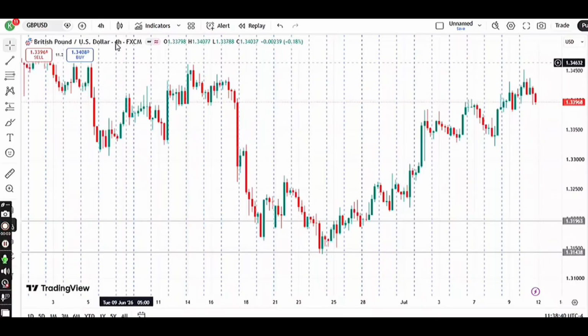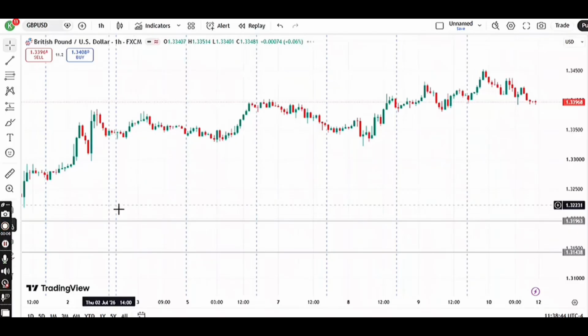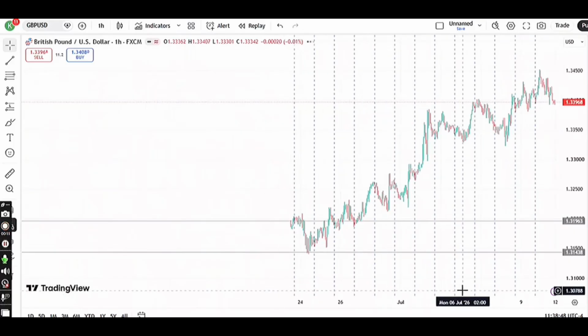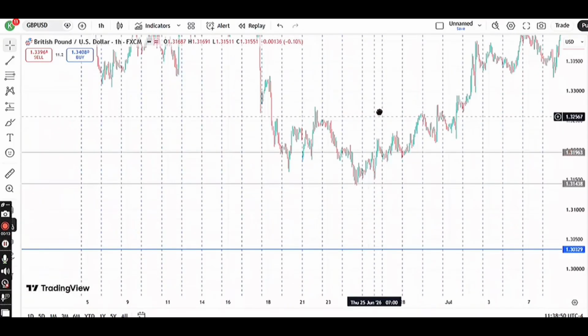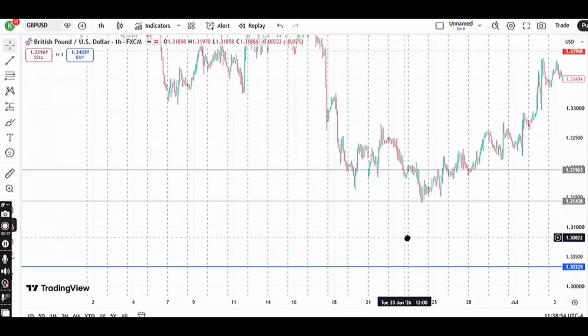So going down to the 1 hour time frame, let's get down to the 1 hour time frame. Now in the 1 hour time frame, I'm going to show you something very significant here. This is the point that we are considering.